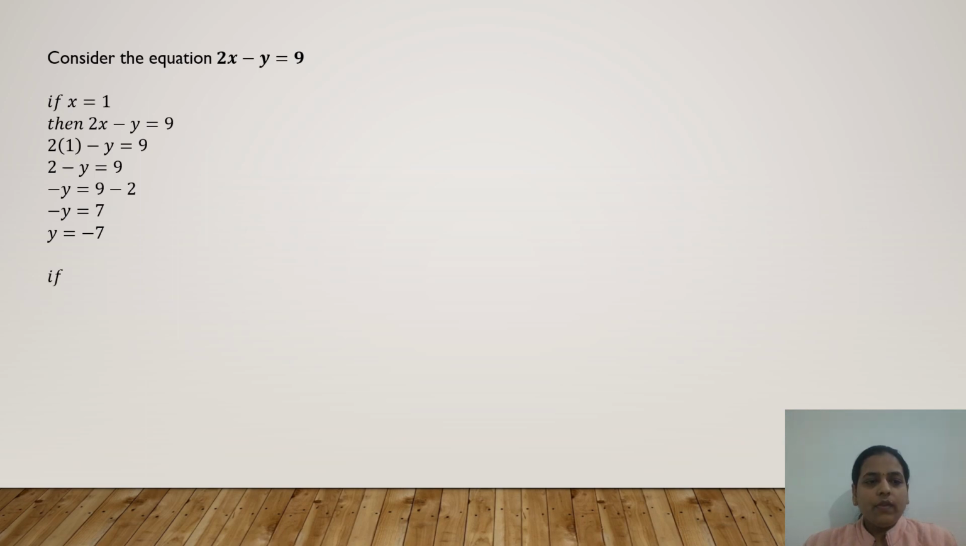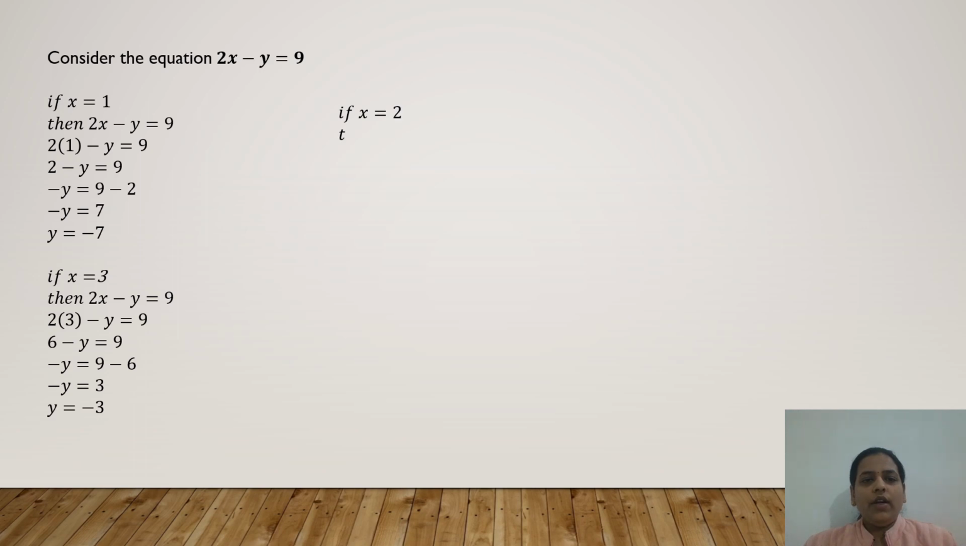If x is equal to 3, then put this value in the equation 2x minus y is equal to 9. Then 2 into 3 minus y is equal to 9. What is 2 into 3? 6. 6 minus y is equal to 9. Next, minus y is equal to 9 minus 6. Minus y is equal to 3. That means y is equal to minus 3. So when x is equal to 3, the value of y is minus 3. This is the second ordered pair.